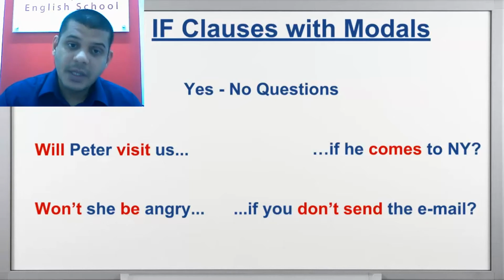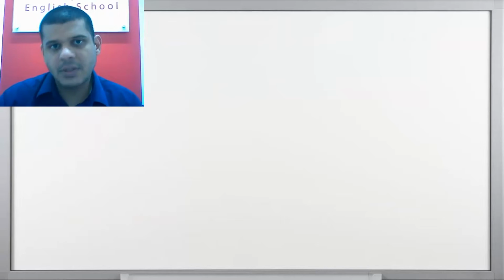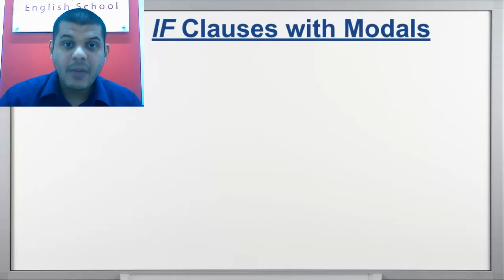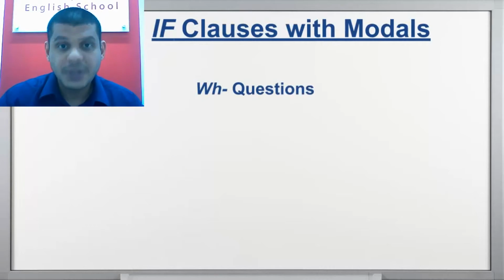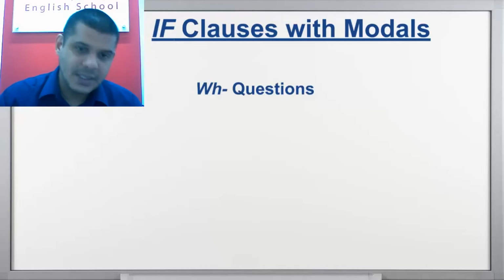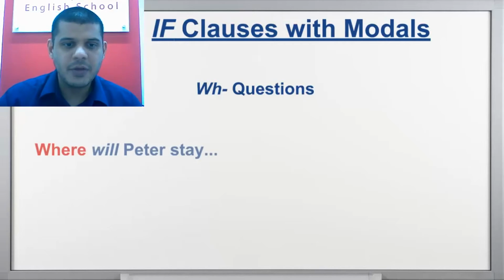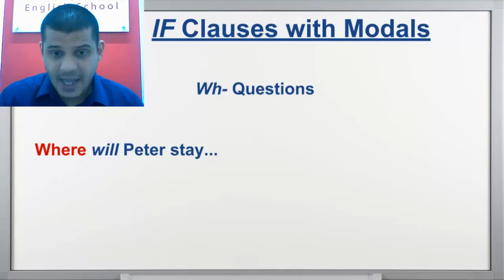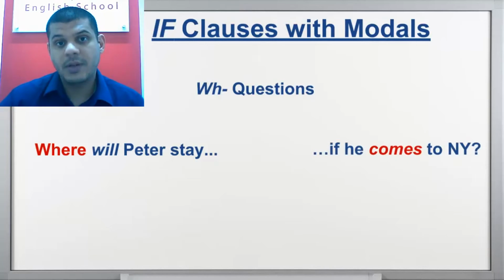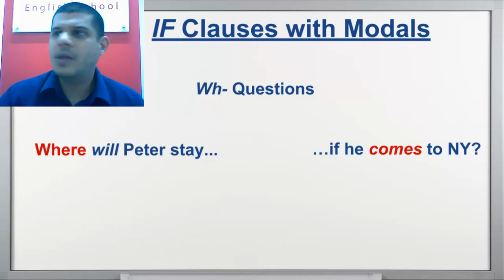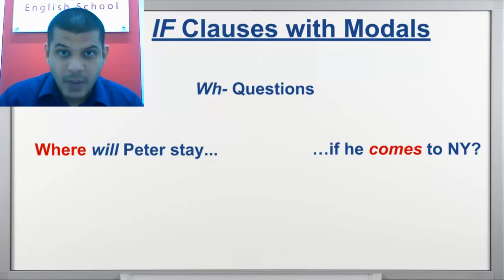And to finish, still, as I said, talking about if clauses with modals, now I'm going to talk about WH questions, right? So in this case, it's not like yes or no questions. In this case, we're going to be more specific about the information, right? So let's take a look here. Other examples I have for you. Where will Peter stay if he comes to New York? Where will he stay if he comes to New York? If he comes to New York, he will stay in my house, right? So we have different possibilities, different examples, and different possible answers for this case, right?